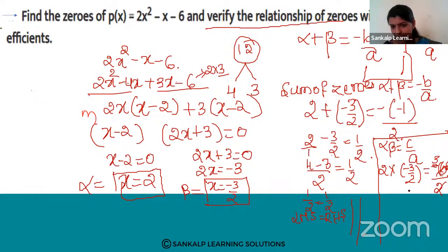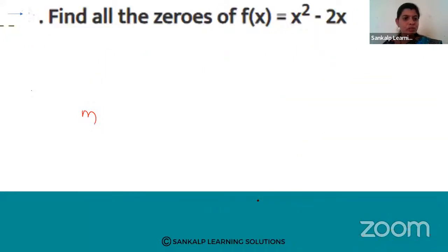Here minus 3 into 2, that is 3 twos are 6. Minus 6 divided by 2 is equal to minus 3. So minus 3 is equal to minus 3. Here also LHS is equal to RHS. So if LHS side is equal to RHS side, we call it verified. Okay. So the relation is verified. And this question may ask for 3 marks or 2 marks, depending upon the question.